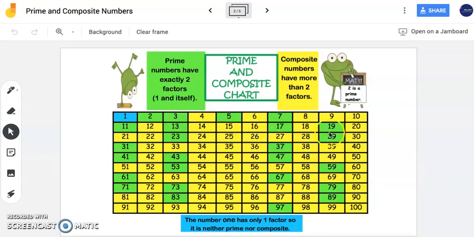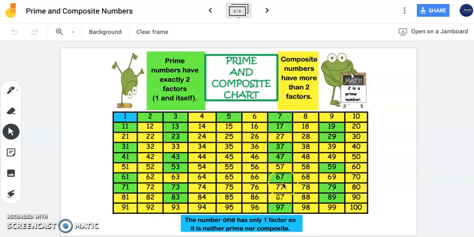If I take a look at, let's say, 19, and I think about what are all the multiplication facts that create the number 19. Well, I know 1 times 19 is 19, and as I go through my facts, I can't find any other facts that create the number 19. Therefore, 1 and 19 are the only factors of the number 19, which is why we can classify the number 19 as a prime number.